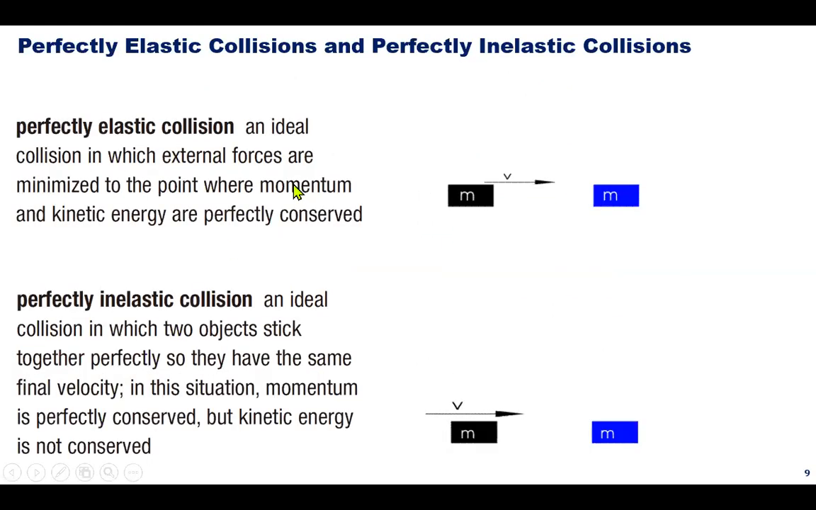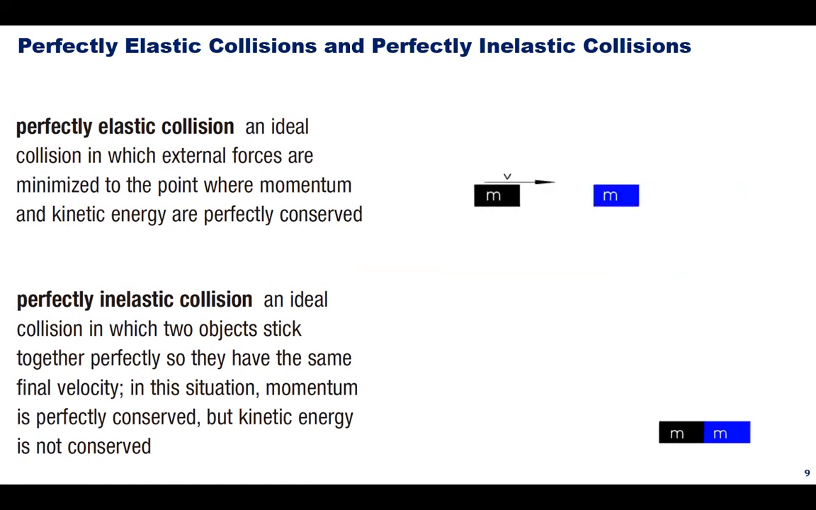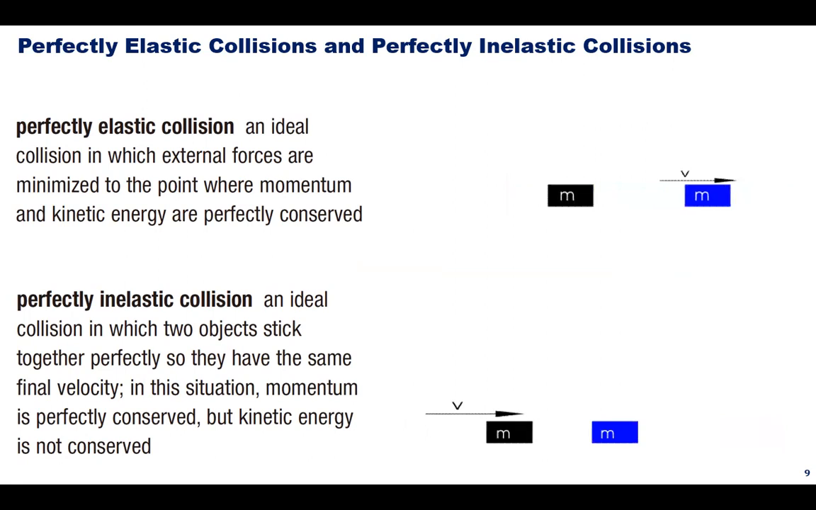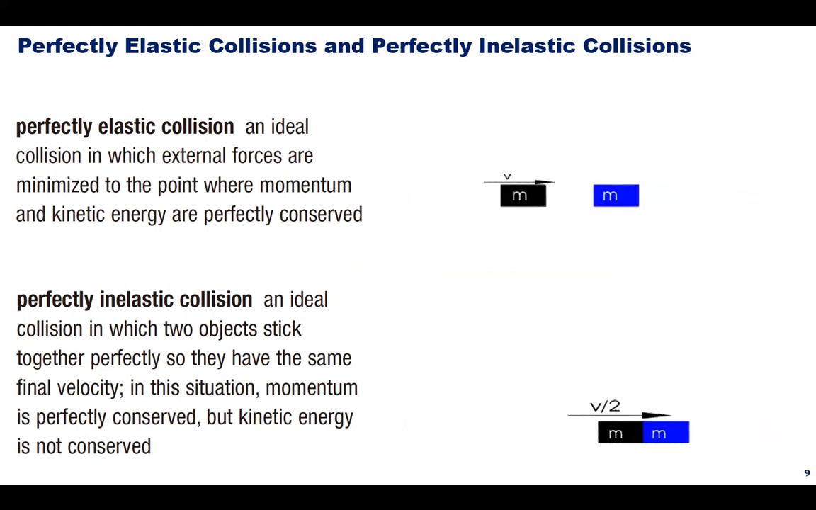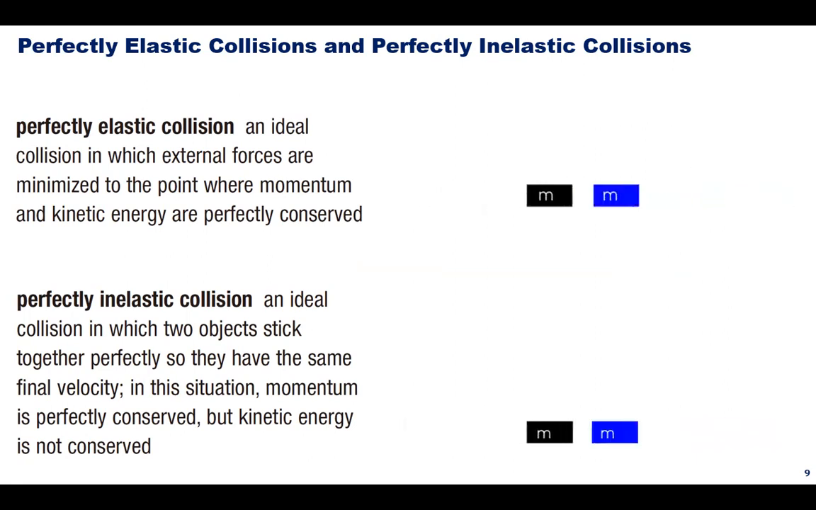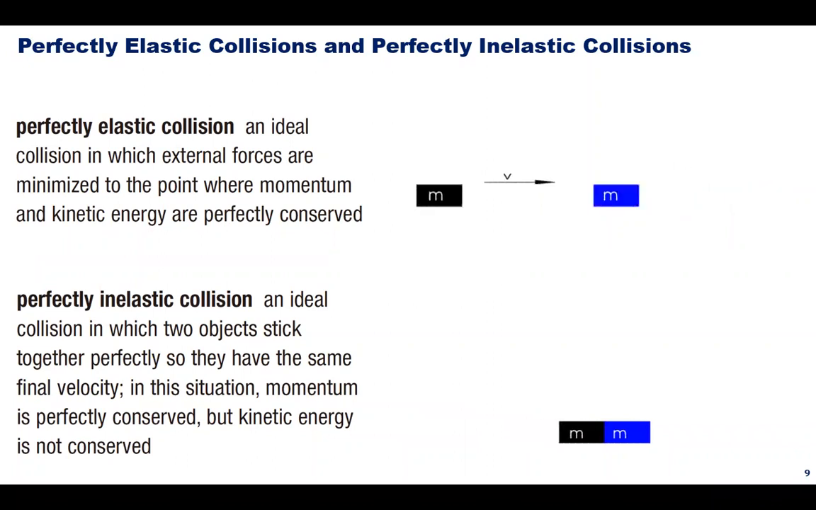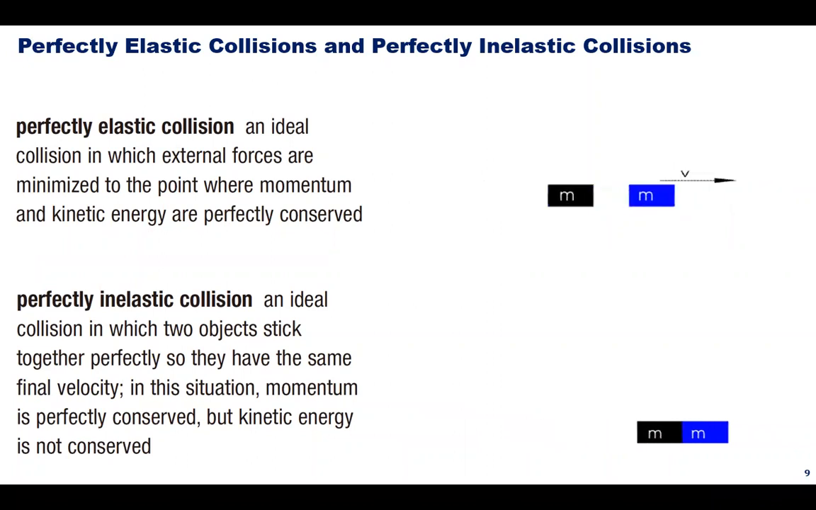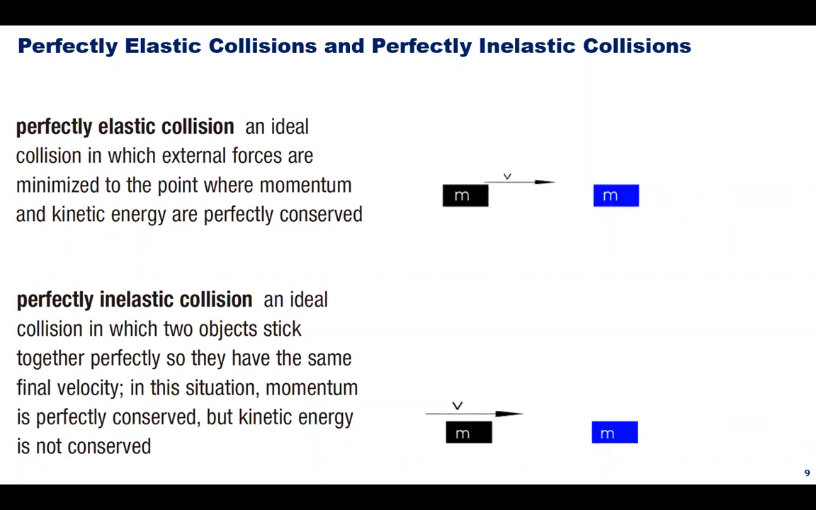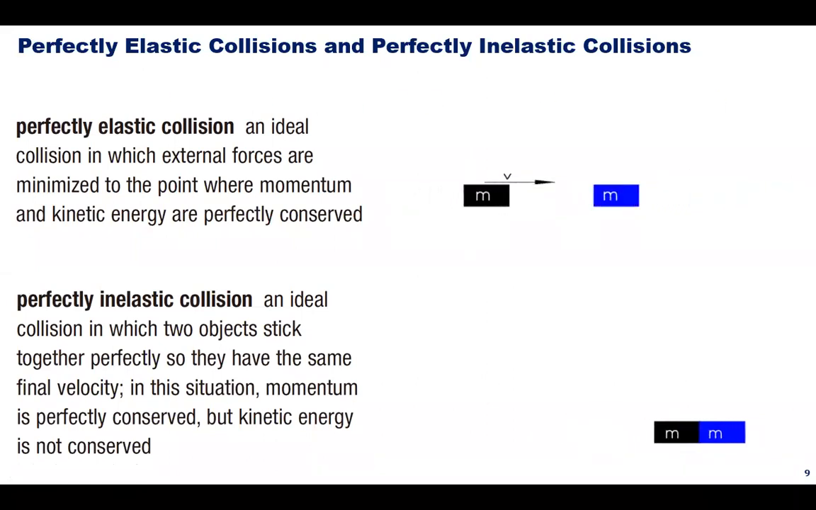Okay, then there are two subtypes in elastic collisions, which are perfectly elastic collisions and perfectly inelastic collisions. A perfectly elastic collision is an idealized situation where friction and other external forces are negligible, and therefore momentum and kinetic energy are perfectly conserved.